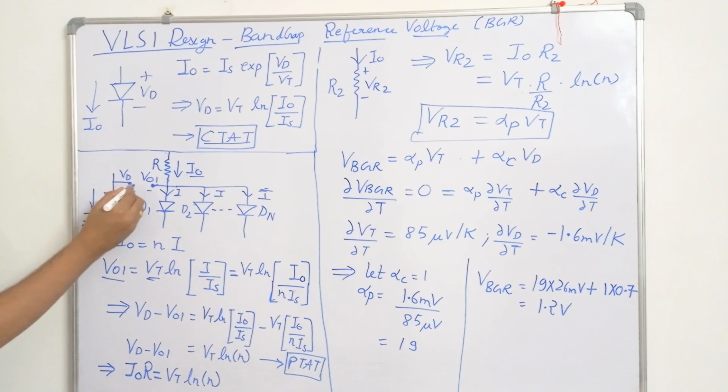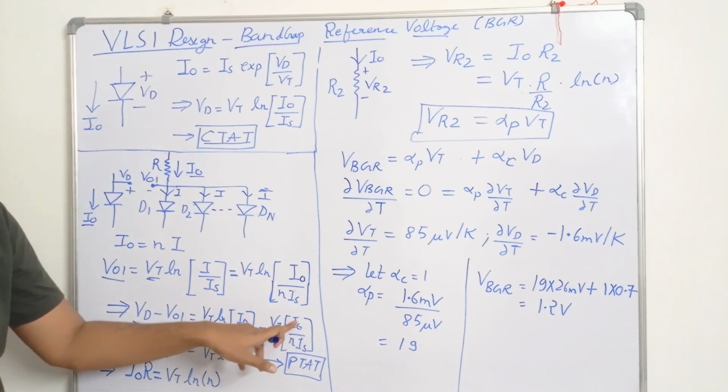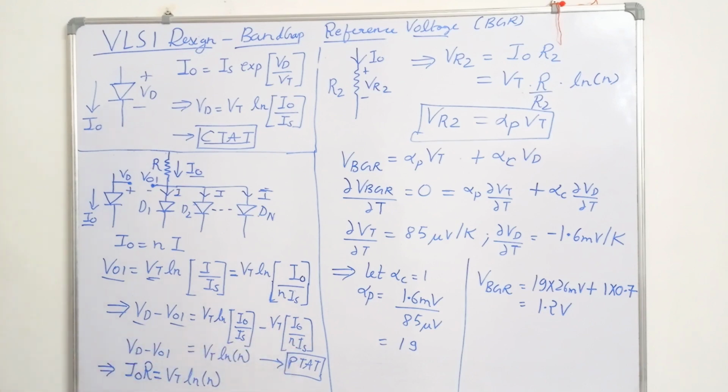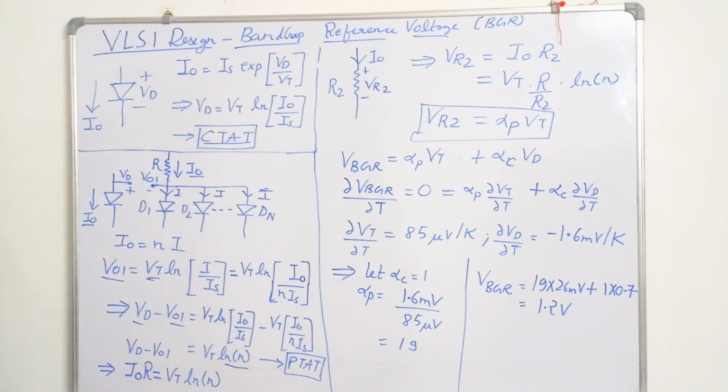So this is Vd, this is VO1. Let us subtract both of them. Vd minus VO1 equal to Vt ln of IO upon Is minus Vt ln of IO upon nIs, where n is the number of diodes. So we get Vd minus VO1 equal to Vt ln of n. Now this Vd minus VO1 will increase as the temperature increases, because ln of n is a constant. n can be 2, 3, 4, 5, whatever number.